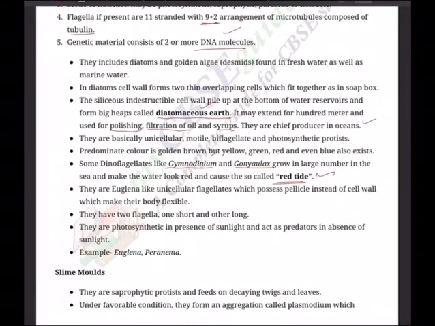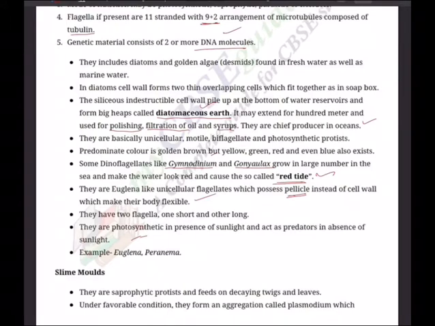So you must write: because of the presence of dinoflagellates. Euglenoids are unicellular flagellates which possess a pellicle instead of a cell wall, which makes their body flexible. They have 2 flagella, one short, one long. They are photosynthetic in the presence of sunlight and act as predators in the absence of sunlight. So they are using both. Examples, Euglena and Peranema.